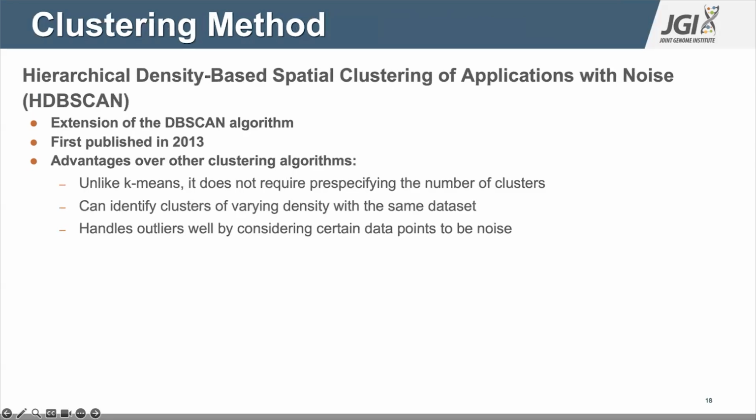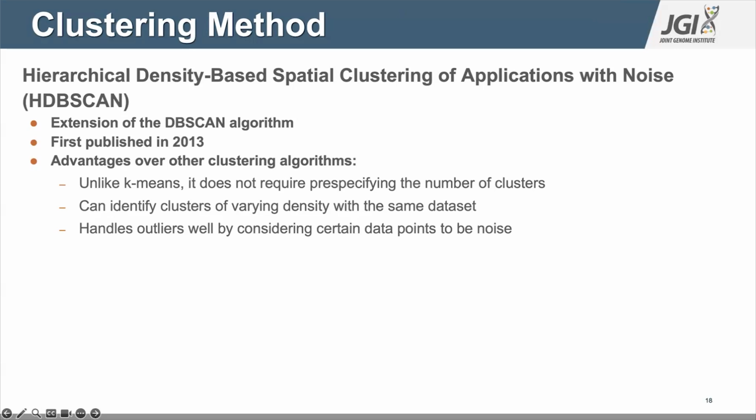Moving on to the clustering method, as I mentioned, we only provide one method, which is called HDBScan. That stands for hierarchical density-based spatial clustering of applications with noise. It's an extension of the DBScan algorithm. It was first published in 2013, and it has several advantages over other available clustering methods.